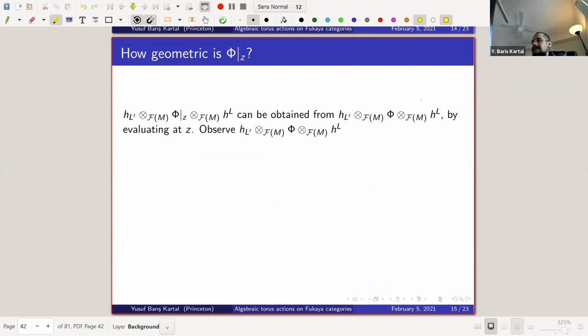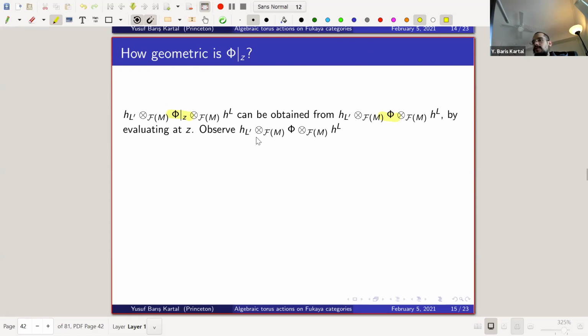And so the simple observation is that this triple tensor product, where phi of Z here is the restriction of phi to Z. Phi is a family parameterized by a variety, and I restrict to a specific point. HL prime and HL don't depend on the parameter here. So if I restrict the thing on the right hand side, then I get what I have here on the left hand side.